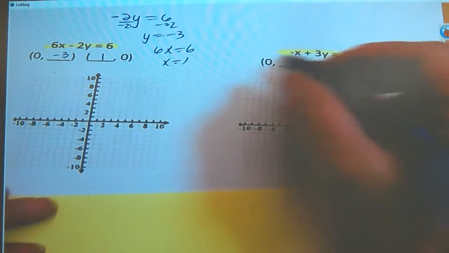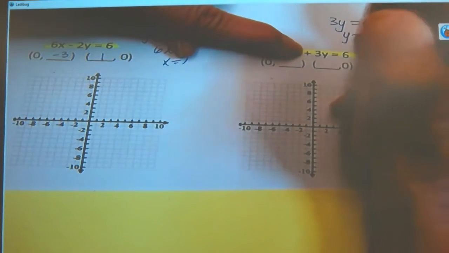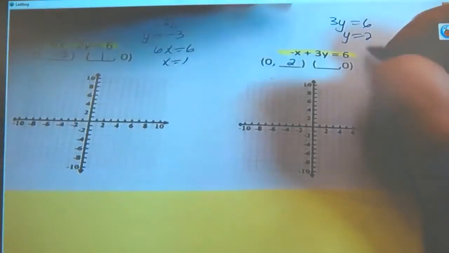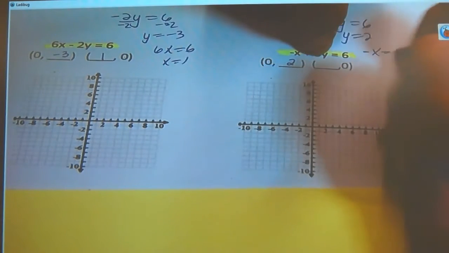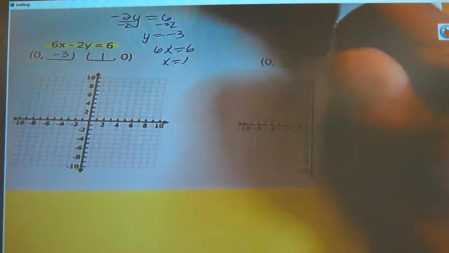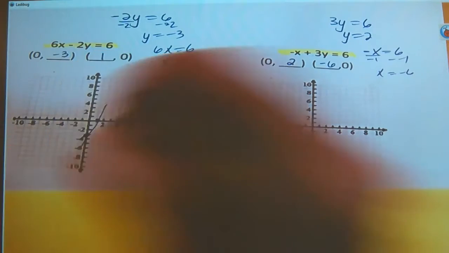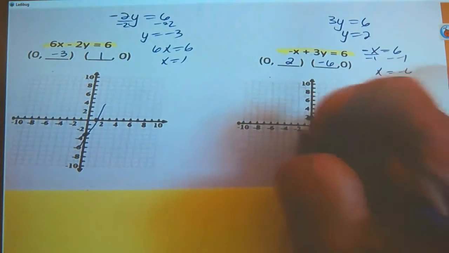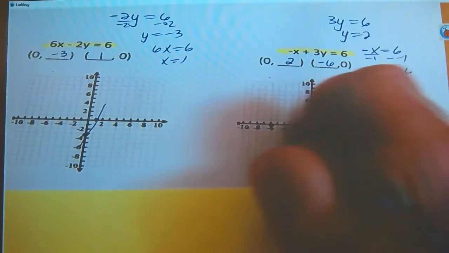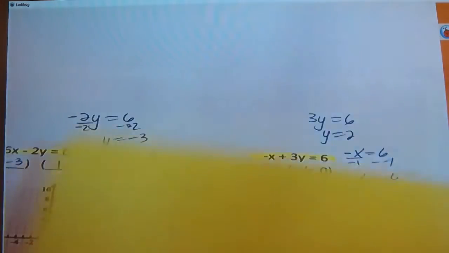So these, again, these work just fine. If I cover up the x with 0, I get 3y equals 6, or y equals 2. And if I cover up the y, I get -x equals 6, divided by -1, x equals -6. So these are 0, -3, 1, 0. And this is 0, 2, -6. Okay? So let's do one more problem.